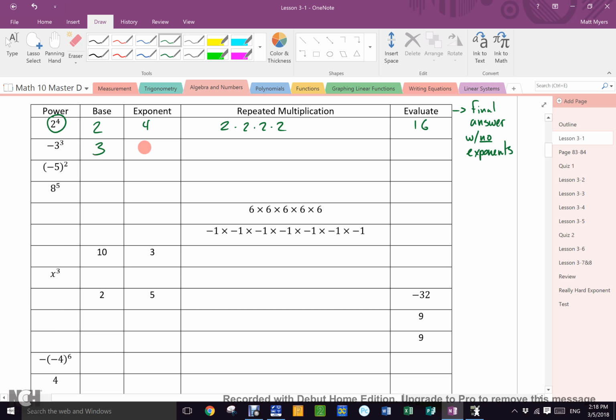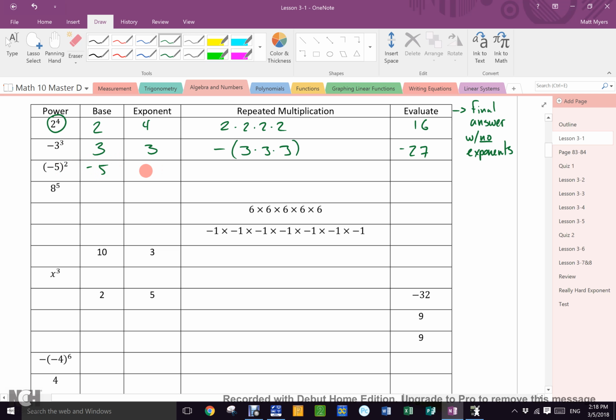Next, what's the base? 3. I didn't fool anybody. What's the exponent? So how many 3's do I need to write in here? 3 times 3 times 3. But how do I account for that negative? It goes at the very front. So what's the answer? Negative 27. What's the base here?